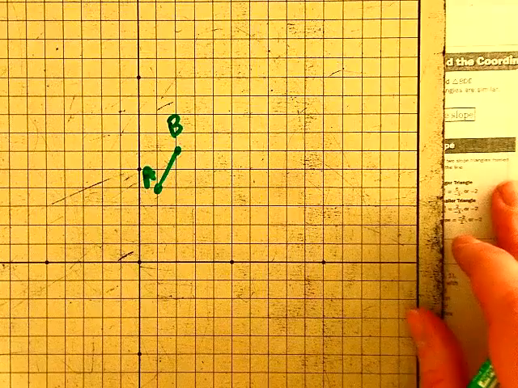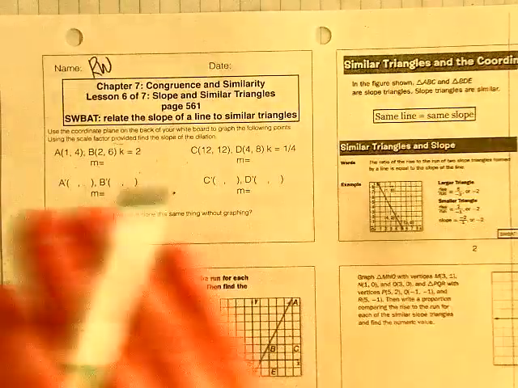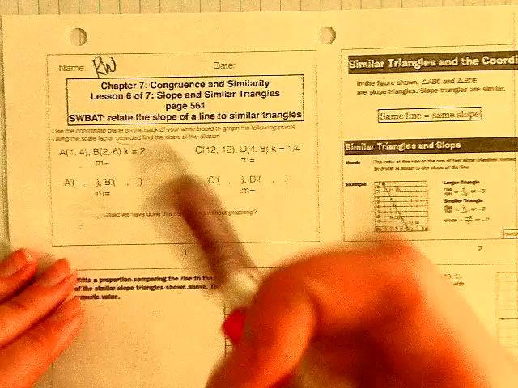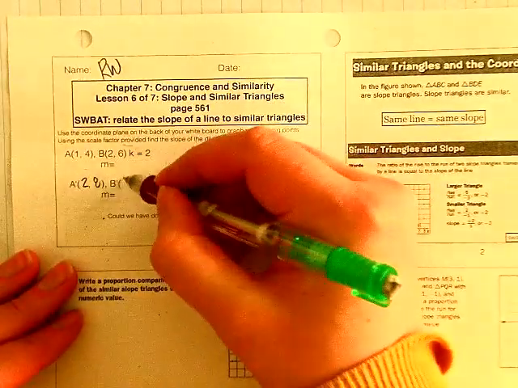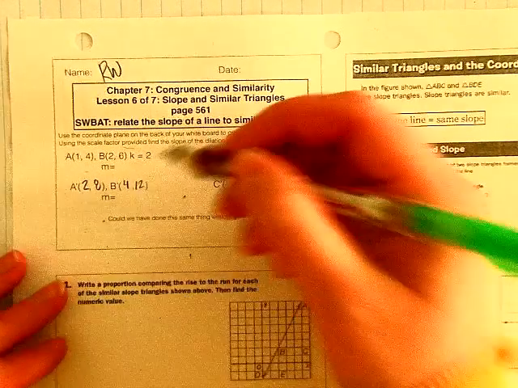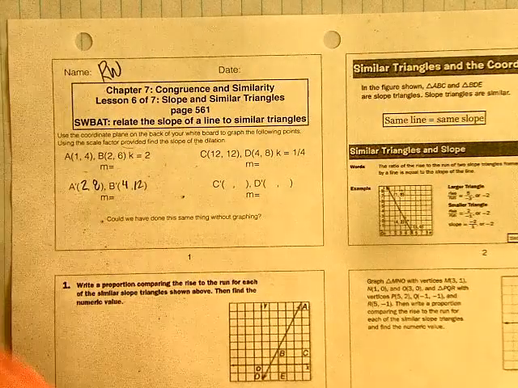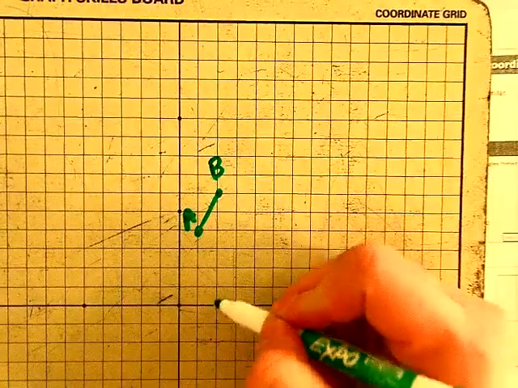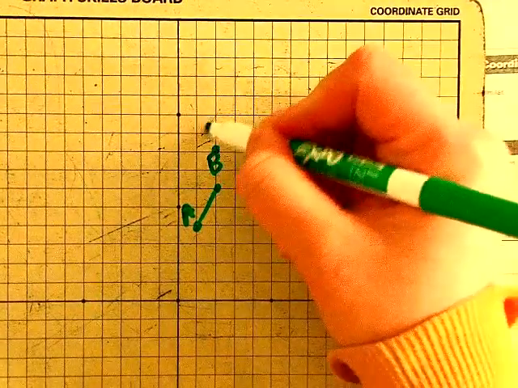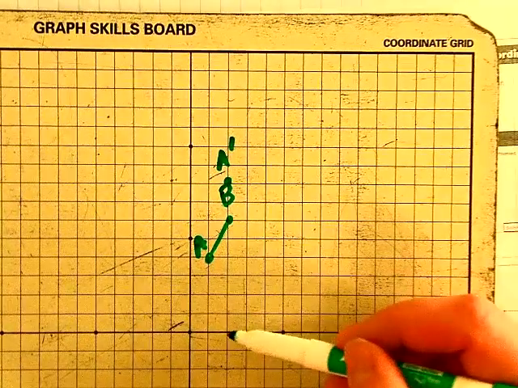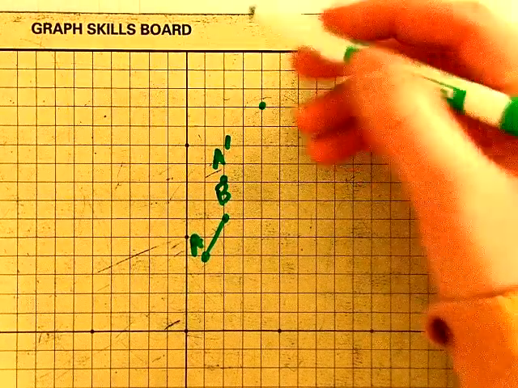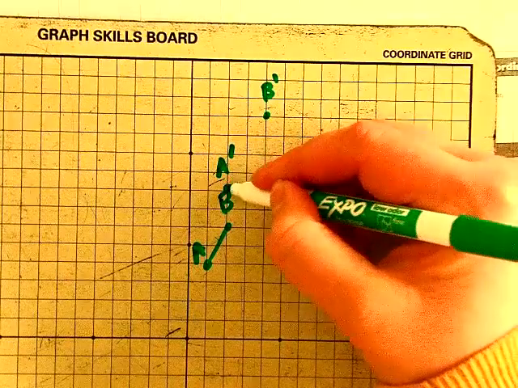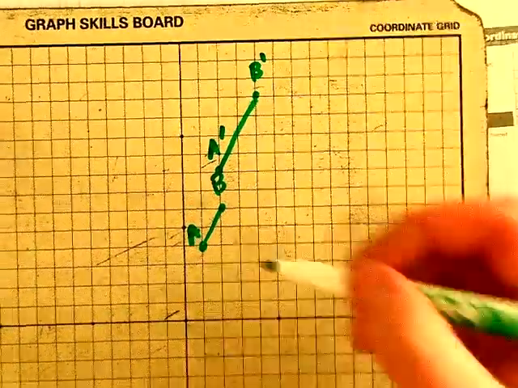So if we make this twice as big, we're going to do that on our paper, we'd go to 2, 8. 2 times 2 is 4, and 6 times 2 is 12. So A prime is at 2, 8, and B prime is at 4, 12. So it should look about twice the length.